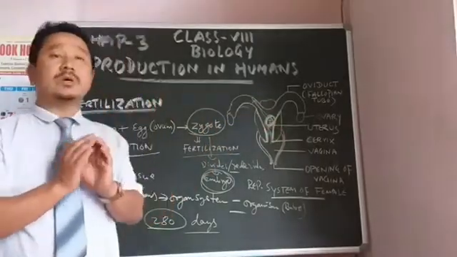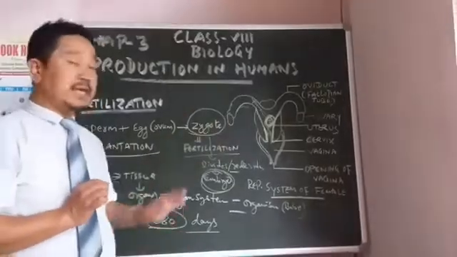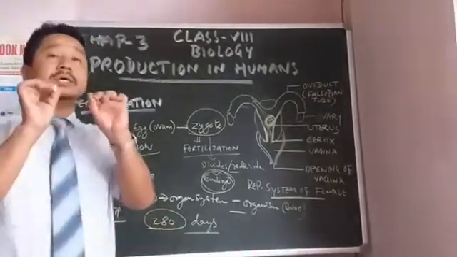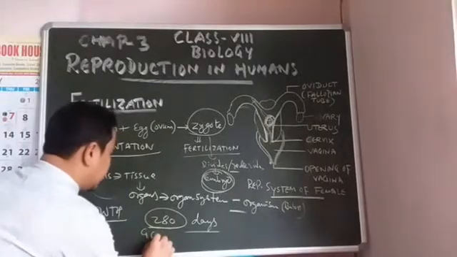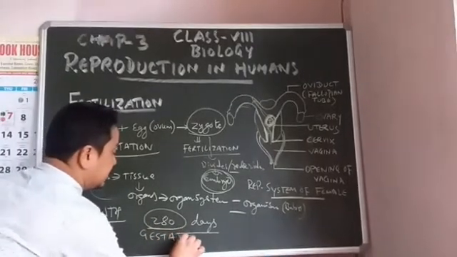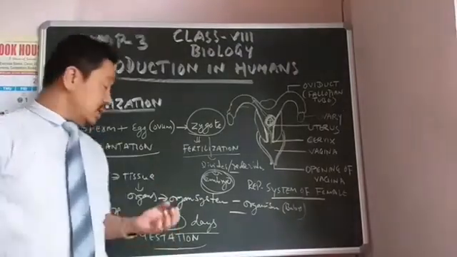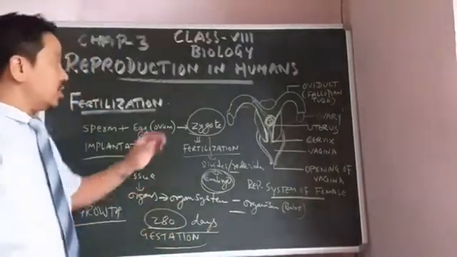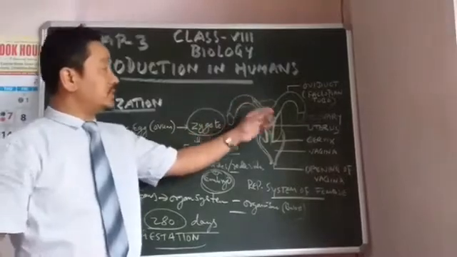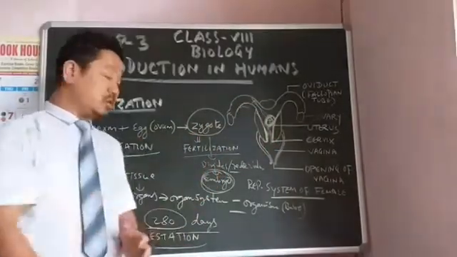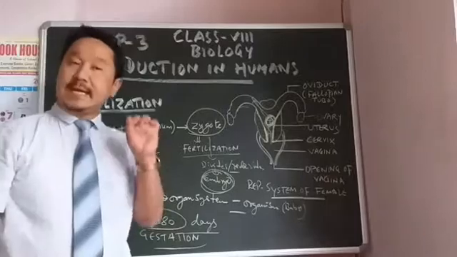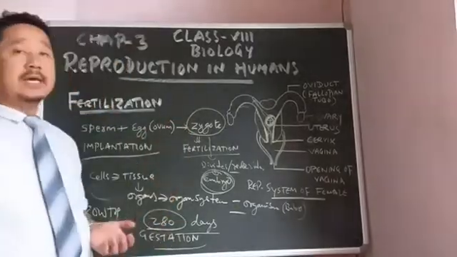So this time of the growth and development of the baby inside is called gestation. This period is called gestation. So this is the gestation period in which the baby grows right from the zygote stage to the moment when it is ready to come out, which takes around 280 days.